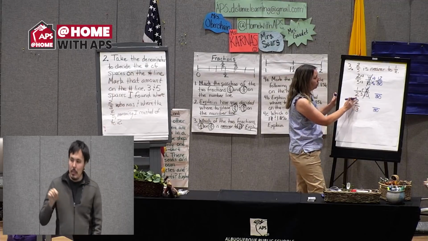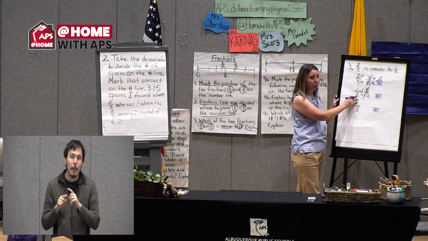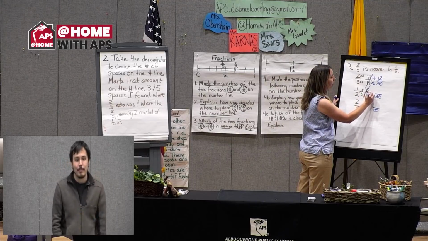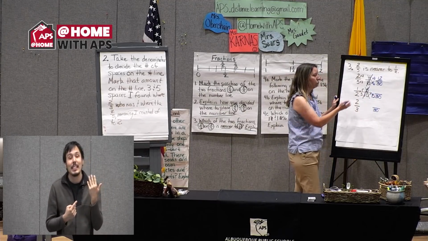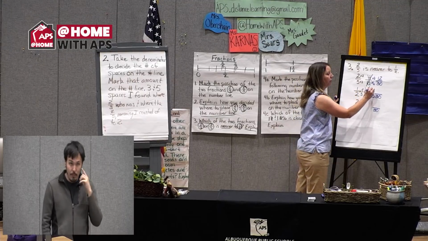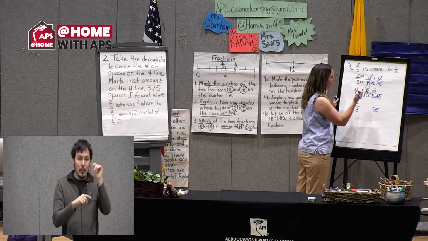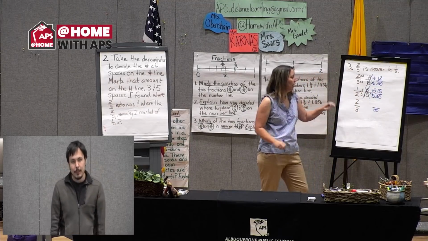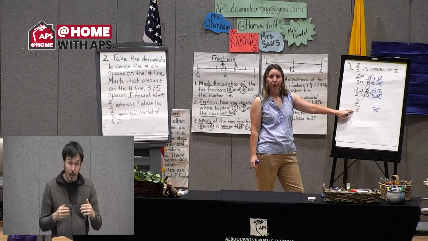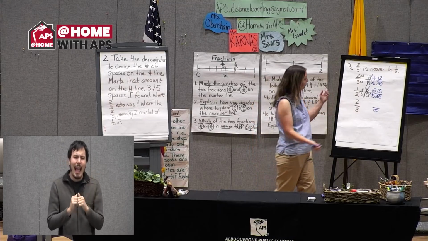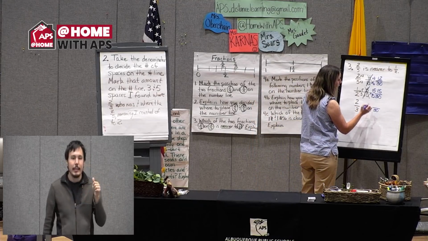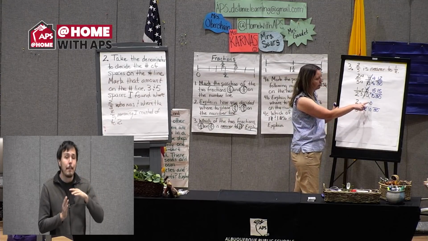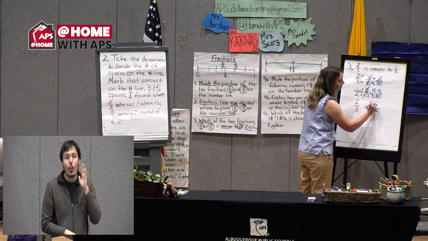All right, so what did we do to 2? What did we multiply 2 by to get 30? Thank you. 15. So whatever we do to the bottom, we do to the top to keep it equivalent. And 1 times 15, right? 15. Now what can we do to 3 to get to 30? Multiply it by 10. And again, let's do it on the top. So 2 times 10 is 20.